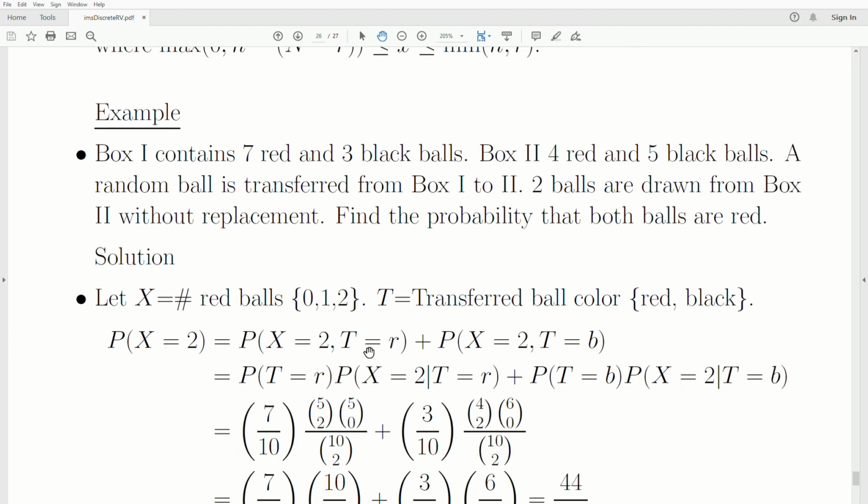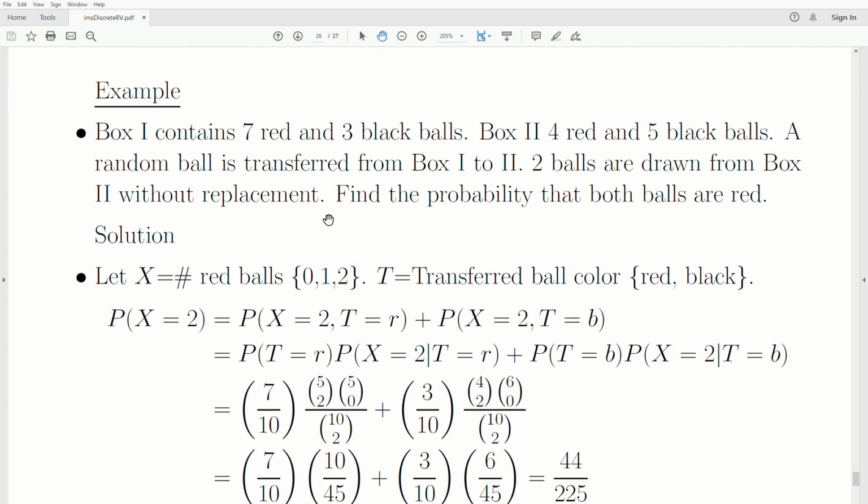Let's look at an example. Box 1 contains 7 red and 3 black balls. Box 2 contains 4 red and 5 black balls. A random ball is transferred from box 1 to box 2. Two balls are drawn from box 2 without replacement. Find the probability that both balls are red. We'll give a solution here, and after the solution, we'll do an R illustration, which is literally one line of code to simulate this 1,000,000 times.